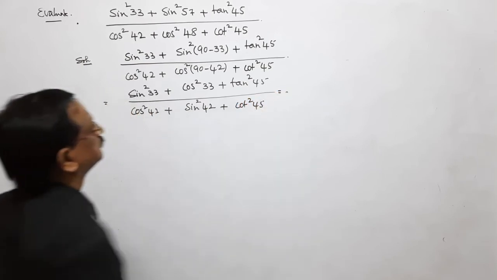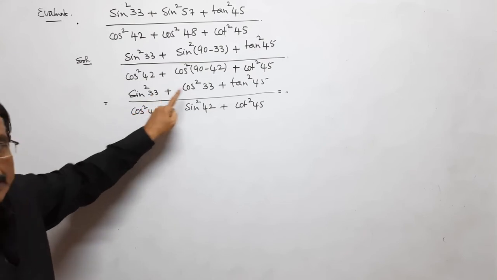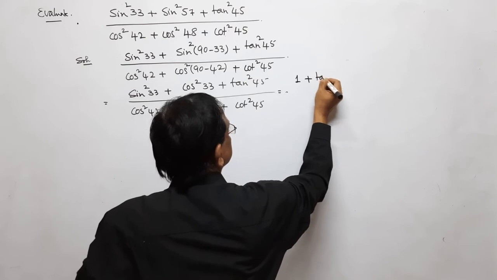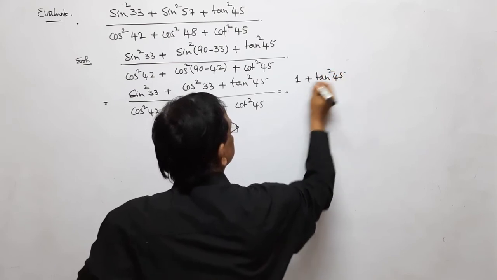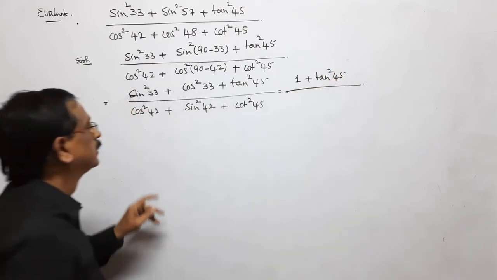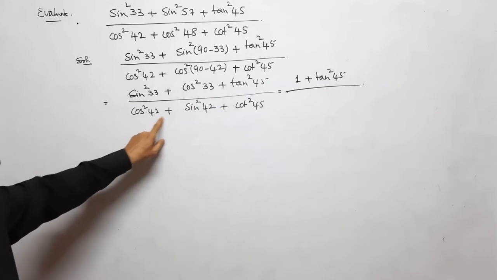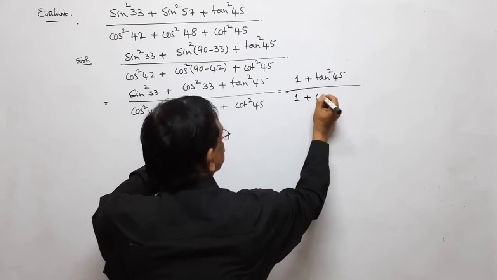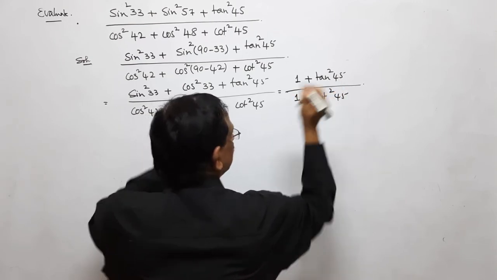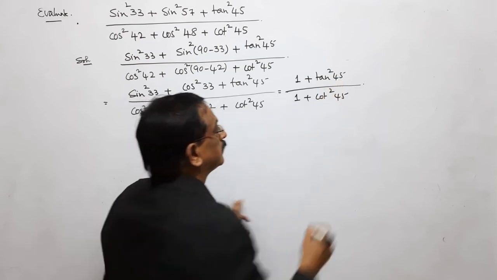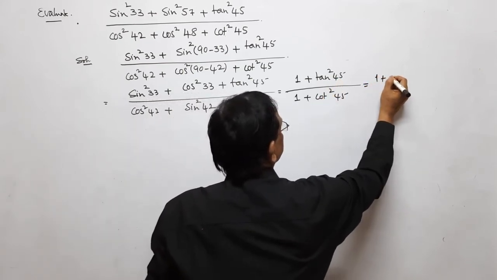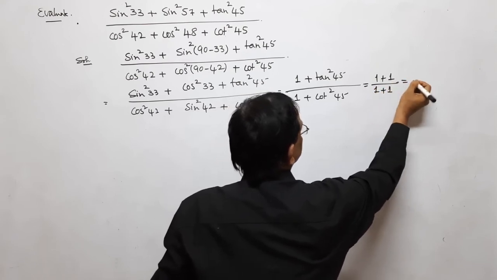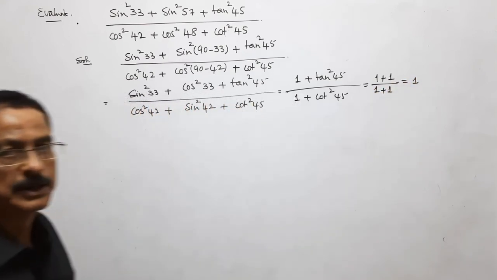which is equal to sin square 33 plus cos square 33 is 1, so 1 plus tan square 45 by cos square 42 plus sin square 42, again 1, so 1 plus cot square 45. You know that tan 45 is 1, so this is 1 plus 1 square, which is 1, 1 plus 1, which is 2, 2 by 2 is 1.